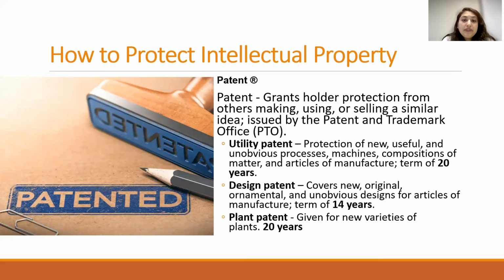Next intellectual property is patent. A patent grants holders protection from others making, using, or selling similar ideas, and is issued by the Patent and Trademark Office. Patents are of 3 types. The utility patent is protection of new, useful, and unobvious processes, machines, compositions of matter, and articles of manufacture. This term lasts for 20 years.